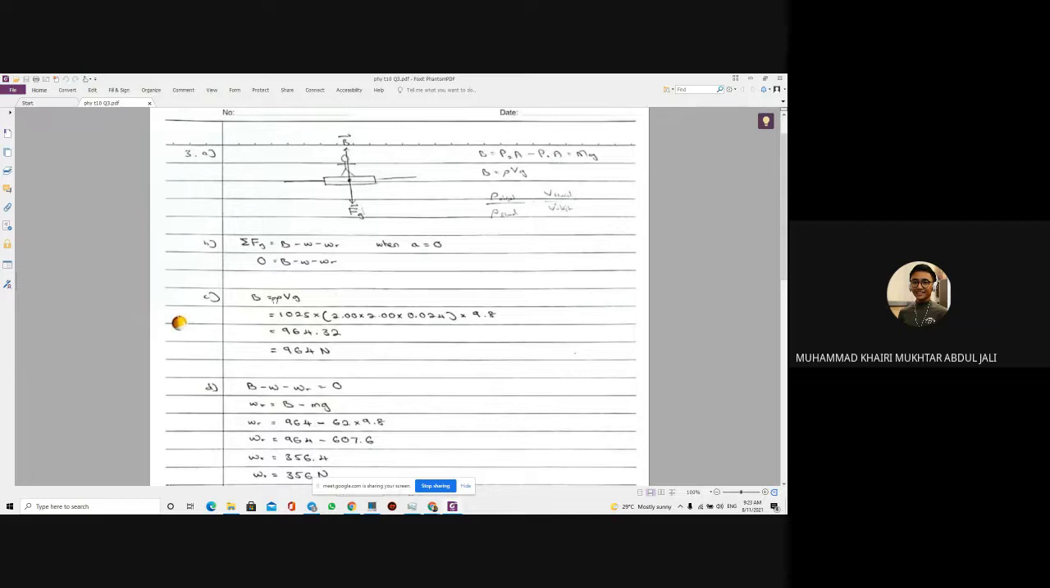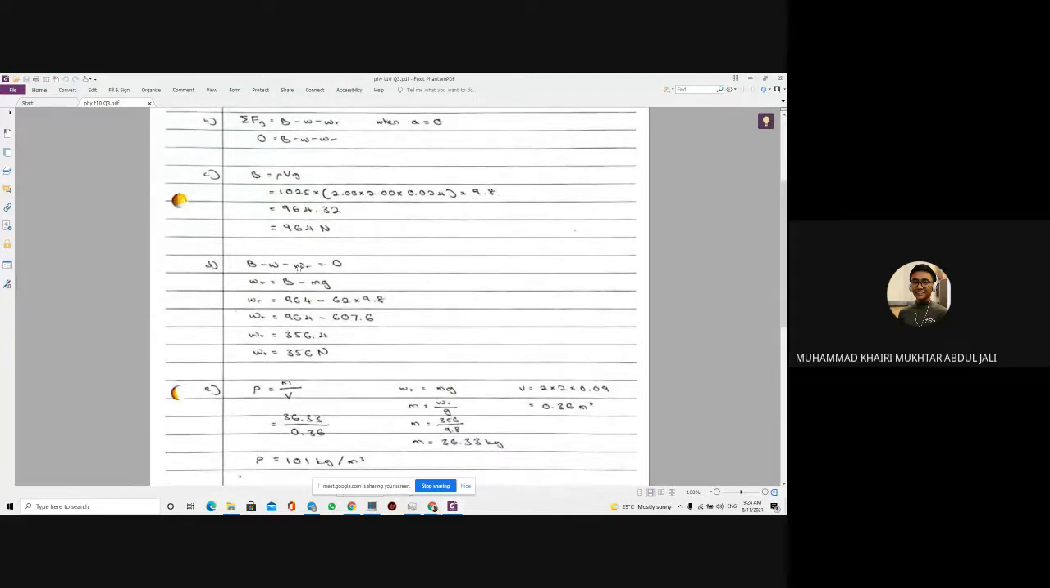So saya guna formula rho darab dengan volume darab dengan gravity. So ini density of the sea water darab dengan the volume of the displaced water, iaitu yang submerged, darab dengan gravity. Saya akan dapat 964 Newton.